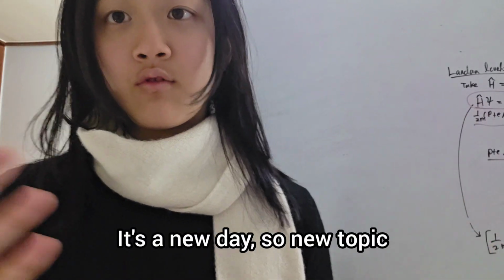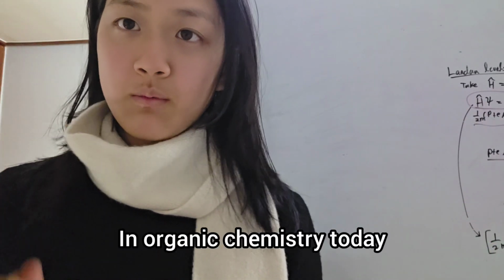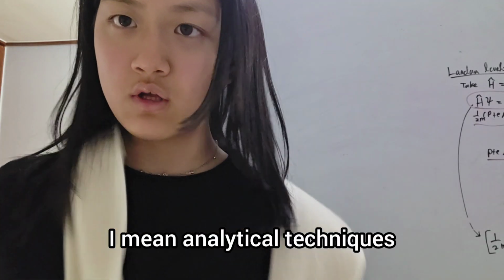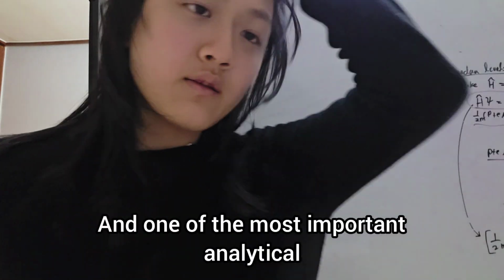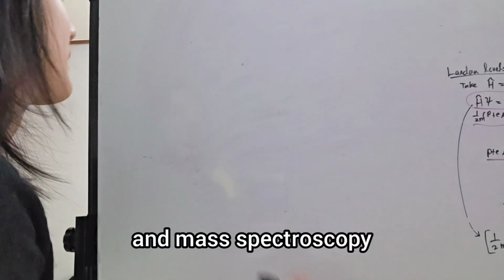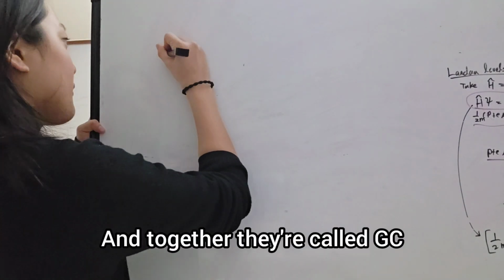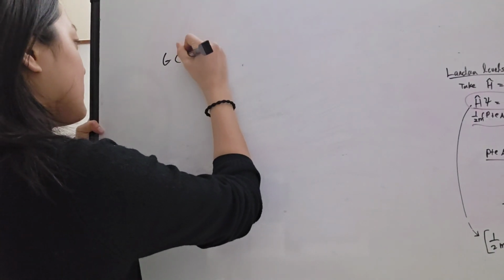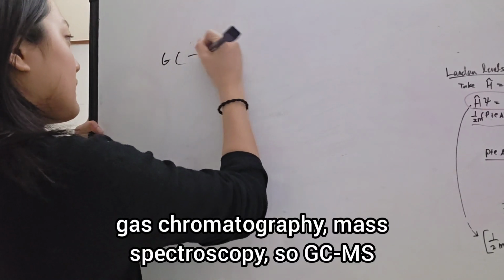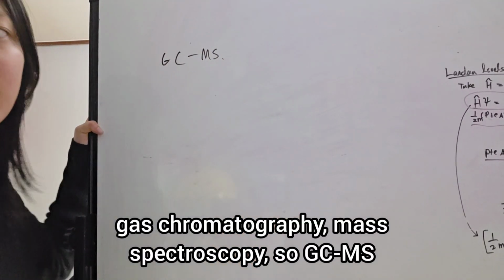So new day, so new topic. In organic chemistry today, we're going to be talking about analytical techniques. And one of the most important analytical techniques is gas chromatography and mass spectroscopy. And together they're called gas chromatography, mass spectroscopy, so GCMS.